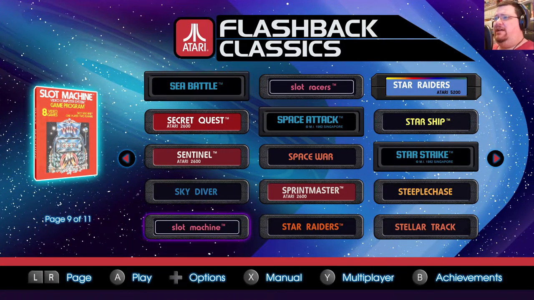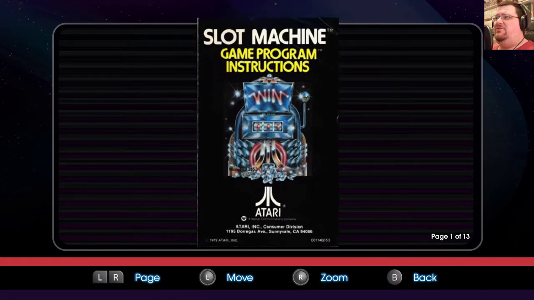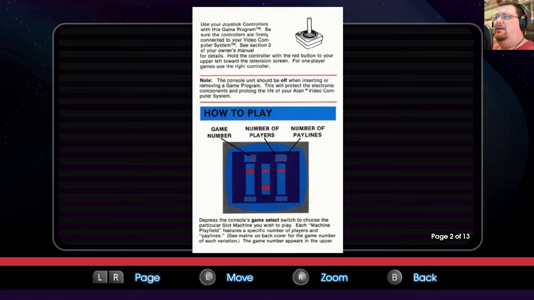Okay, as always, let's take a look at the manual first. So here we are, slot machine game instructions. Win! Alright, use your joystick controllers, blah blah blah. Depress the console's game select switch to choose the particular slot machine you wish to play.